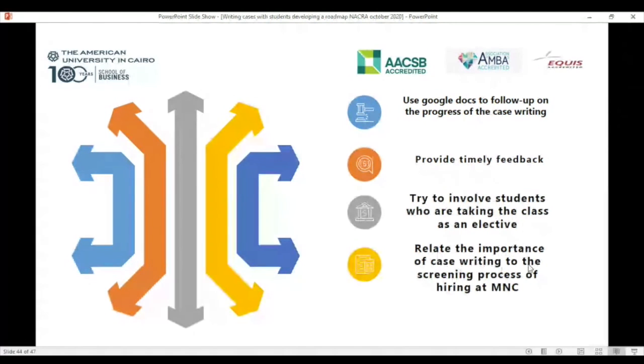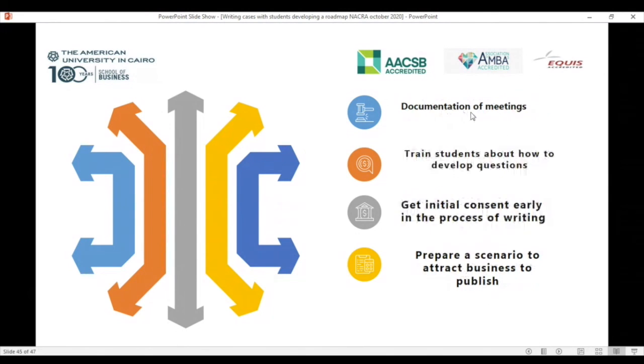Always try to relate the importance of the case writing to the screening process of hiring at multinational companies. Most of the multinational companies nowadays are interested in or do the screening process through writing, through cases or case analysis. Students or graduating students should understand that it is really needed to understand case analysis as well as be part of a case writing exercise.